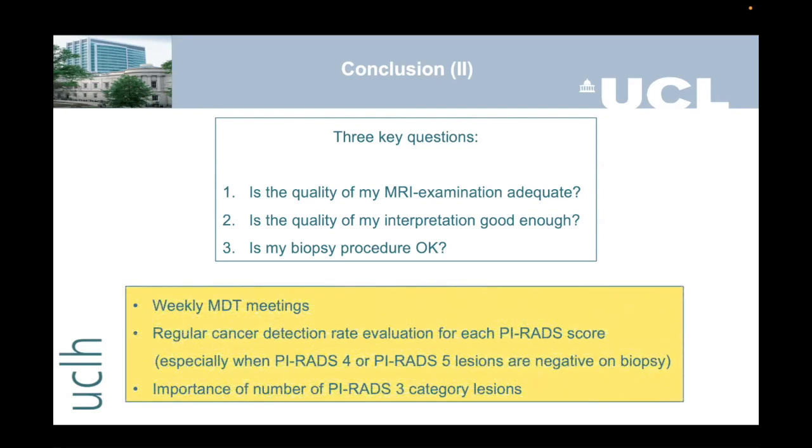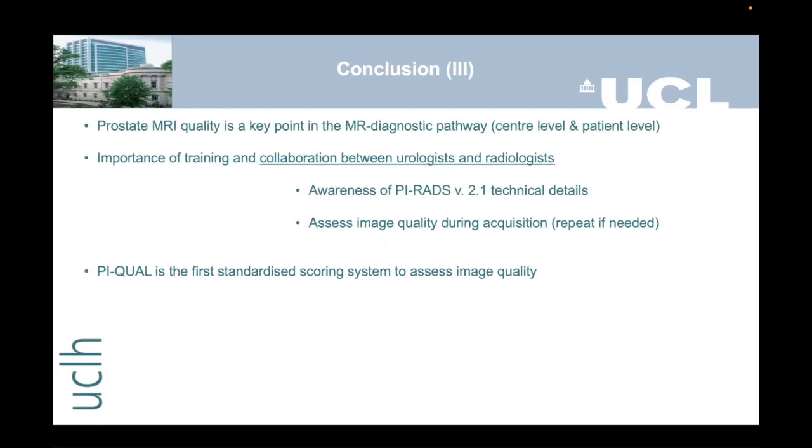So for these, the best thing that we can do is to attend weekly MDT meetings and have a regular cancer detection rate for evaluation for each PI-RADS score, especially when we have 4 or 5 that are negative on biopsy, like in the last scan that we have seen, and also the importance of number of PI-RADS 3 category lesions.